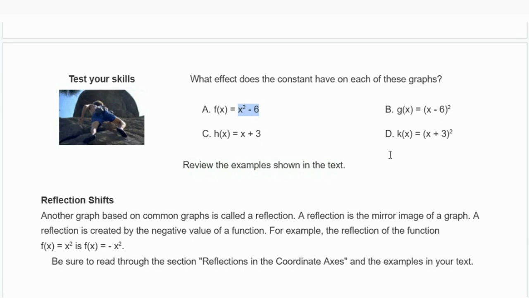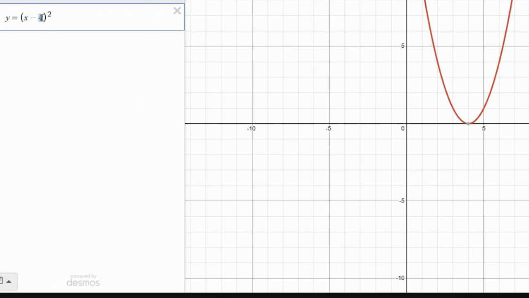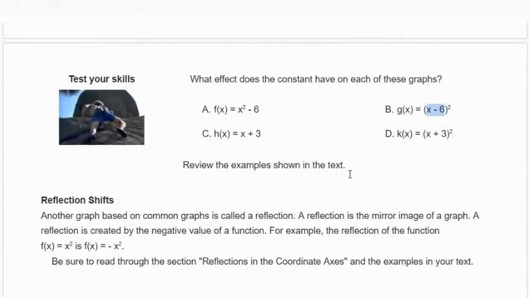it down 6. How about over here, where we take the minus 6 and we put it inside the parentheses with the x and then square it? To the right 6. Exactly. Yeah, the minus 6. It moved it to the right over here. Instead of being at the origin, it's over at 6, 0. Very good. How about taking just a linear equation and adding 3 to it?